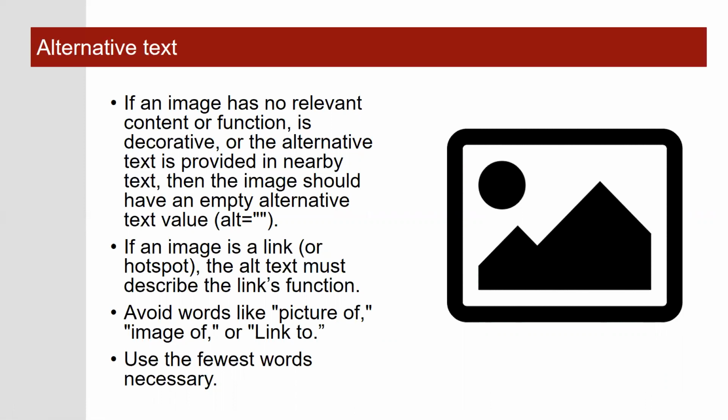If an image serves as a link or hotspot, the alt text should describe the link's function. And when writing alt text, avoid using words like picture of or image of or link to, as the screen reader technology provides this information. You should also use the fewest words necessary. Remember that prompt in Office 365. How would you describe this image in 1 or 2 sentences?